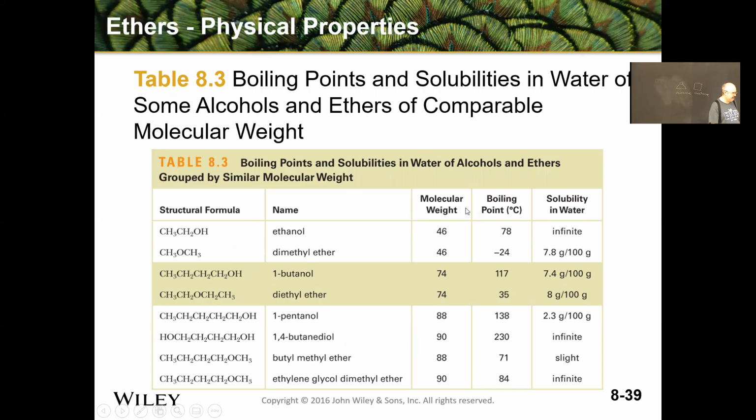Okay, if we compare ethanol and dimethyl ether, they have exactly the same molecular weight and molecular formula. You can see they have very different boiling points. Ethanol can hydrogen bond. Dimethyl ether can't. Ethanol has infinite solubility in water, whereas dimethyl ether is 7.8% soluble. Since its boiling point is minus 24, it would therefore be a gas at room temperature.